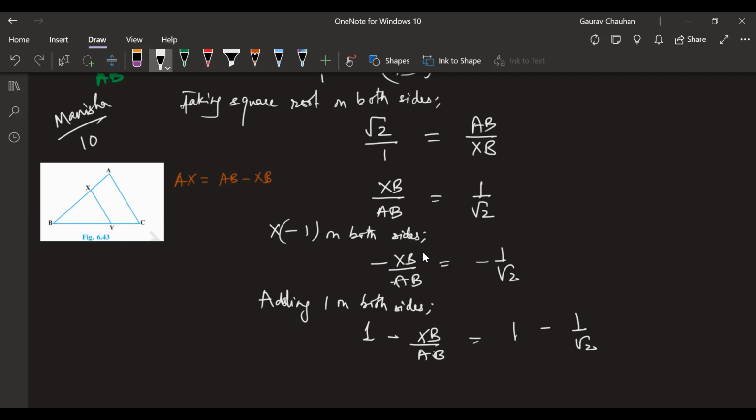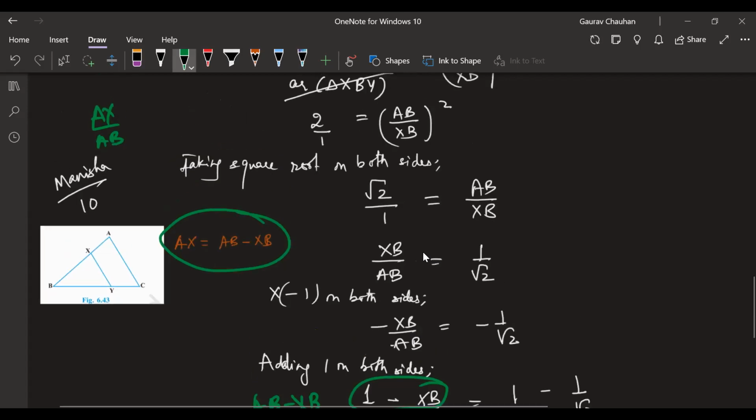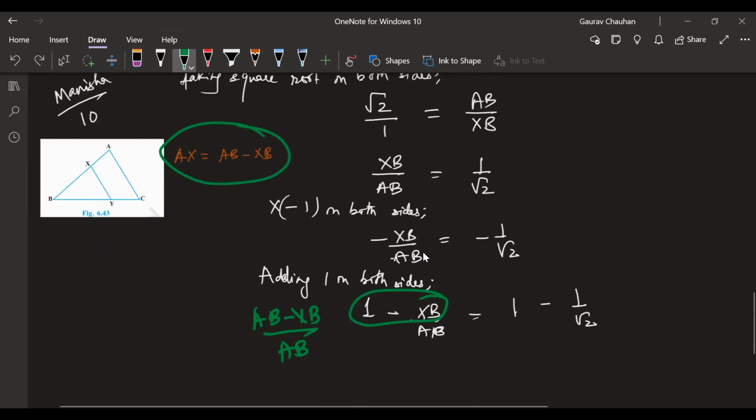Why did I do this? Because you see, in the next step, here in the numerator, I will get AB minus XB when I take the LCM. So this will become AX, and that's what I have to find. AX by AB I have to find. So the numerator will become AX.